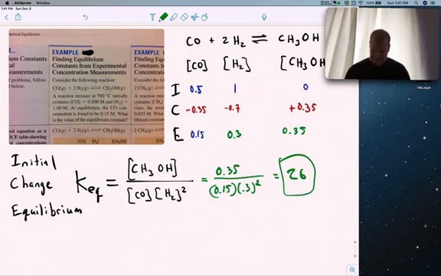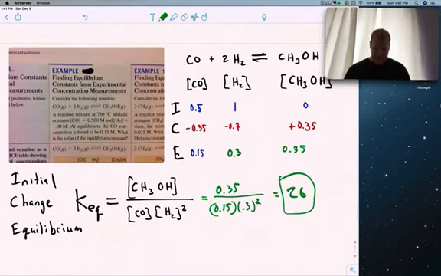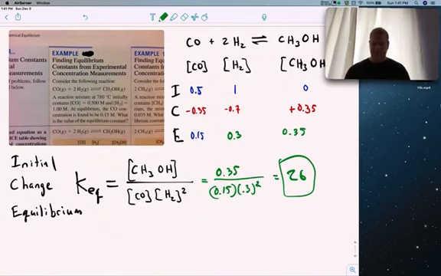So although I'm done with this section, you will see this initial change equilibrium pop up many, many, many times coming up. Okay, so remember this as we move along.